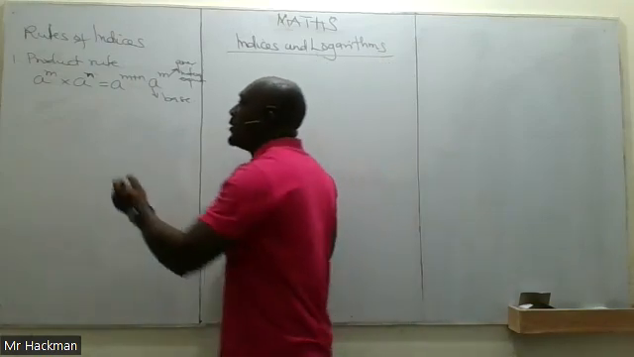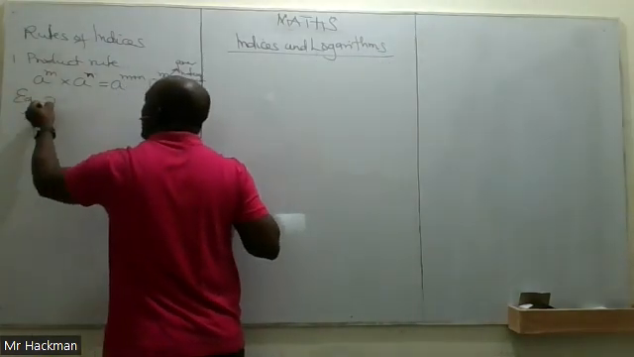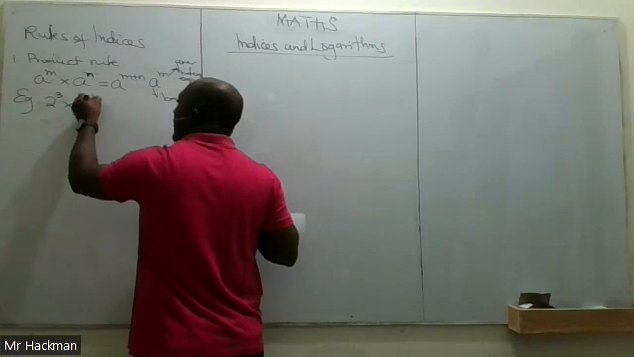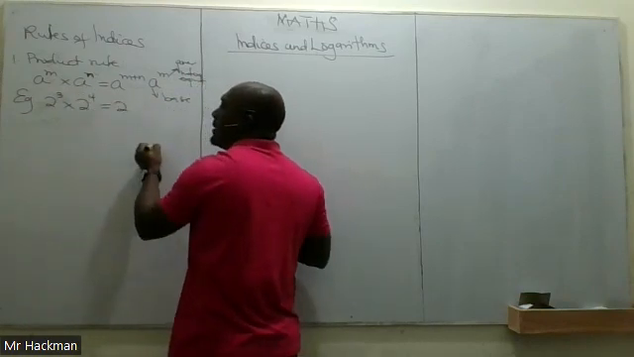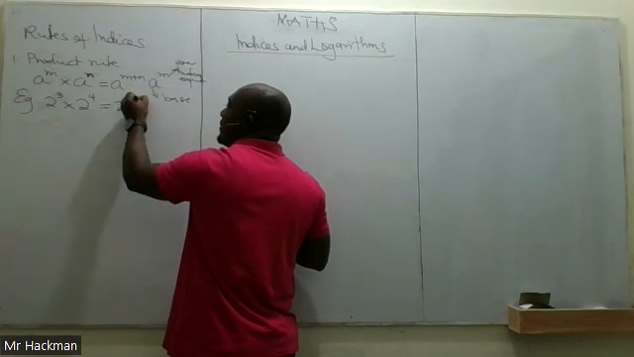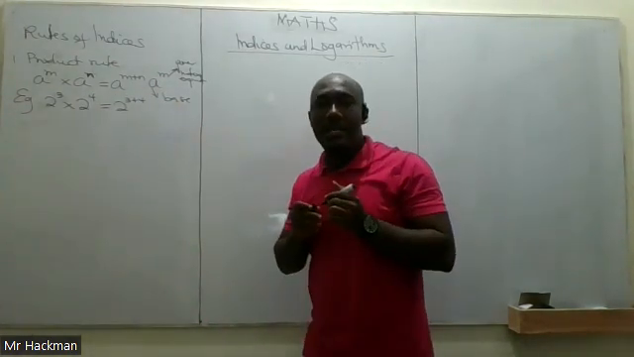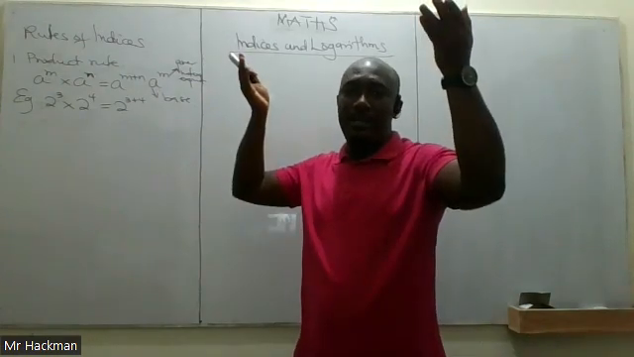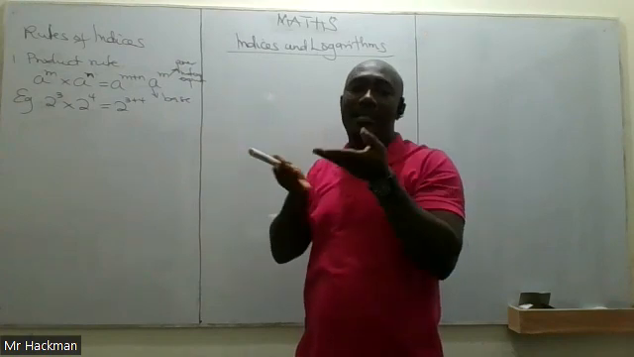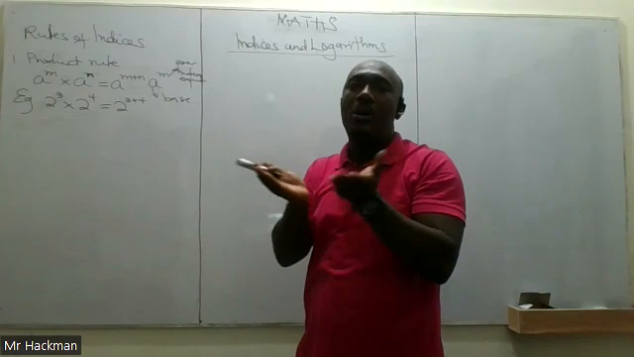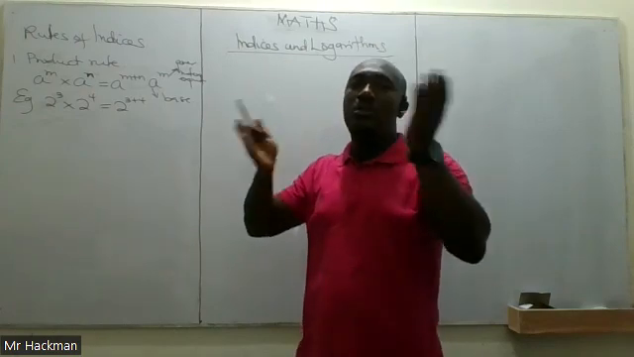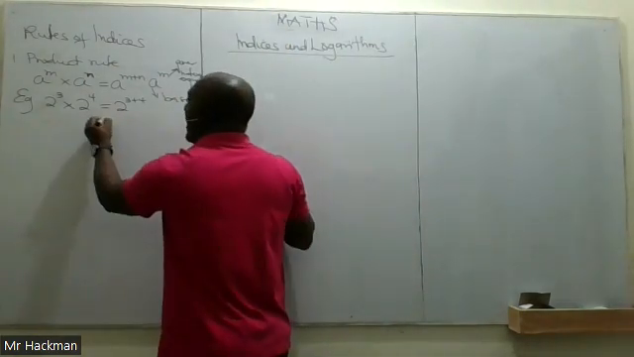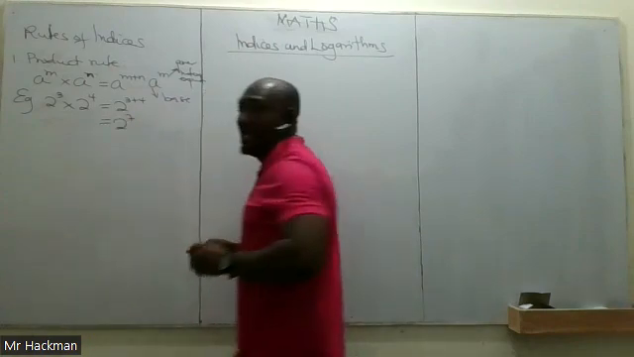That's the first rule. So for example, if I have 2 to the power 3 times 2 to the power 4, this will be equal to 2 to what power? It's to the power 3 plus 4. So when you are multiplying the same base to different powers, you keep your common base and add the powers. Multiplication goes with the addition of the exponents. So this in effect will give us 2 to the power 7. Is that clear? Yes.